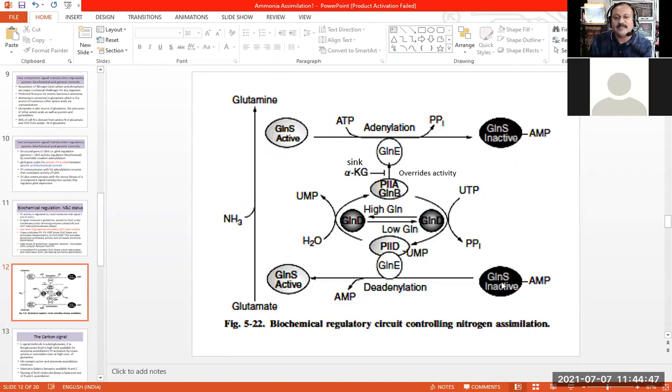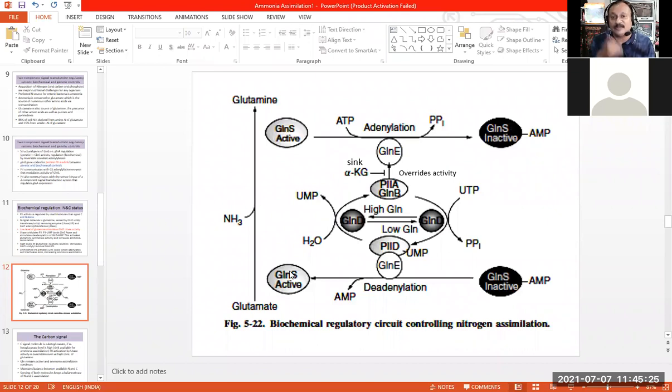Once this enzyme gets activated by deadenylation, it becomes active and it will be able to carry out the conversion of glutamate to glutamine. I have written here glutamate to glutamine. Can you see this arrow? Of course, that requires ammonia, and we are assuming that ammonia is present in sufficient quantity. So in the presence of ammonia, glutamate will be converted to glutamine by this active enzyme, glutamine synthetase. So we have seen half of the story.